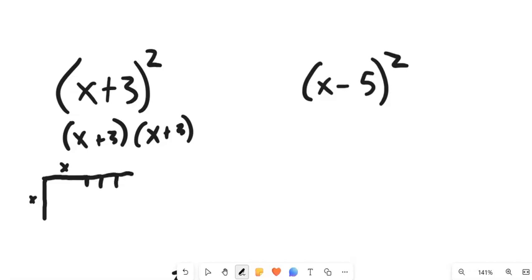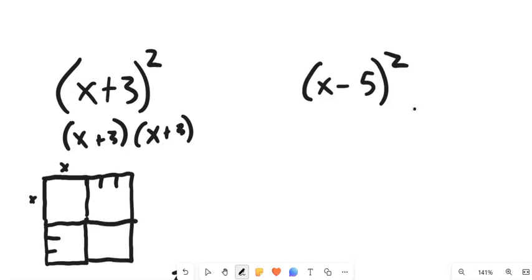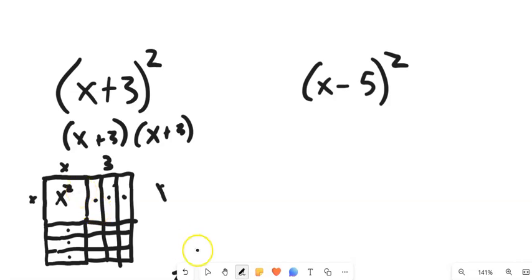We'd have 3 x's here, and we'd have 3 x's here. I'm just going to fill this in. There's my 3 x's. There's my 3 x's. And notice in this region right here, I have 9. So if I were to multiply this out, I've got an x squared plus 1, 2, 3, 4, 5, 6 x's plus 9.